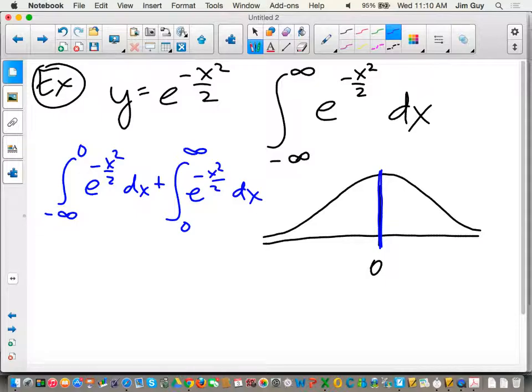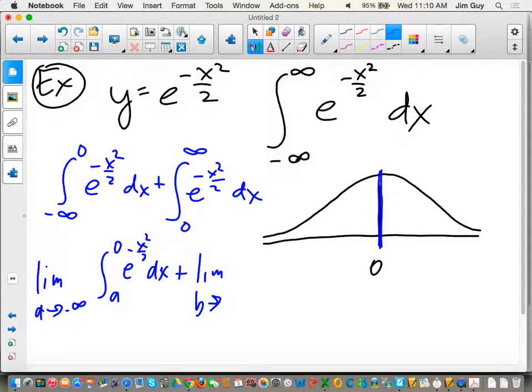Okay, and each one of them, in this case, you would take the limit as a approaches negative infinity, from a to 0 of that equation, plus the limit as b approaches infinity, 0 to b of the equation. Okay, and you do each piece separately.